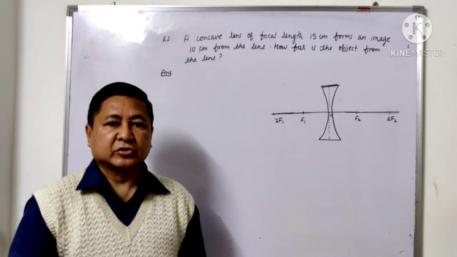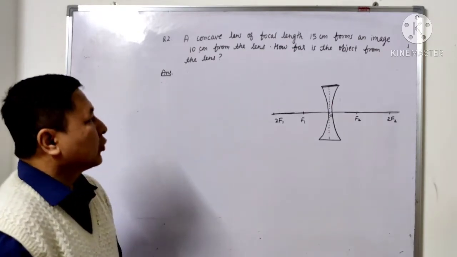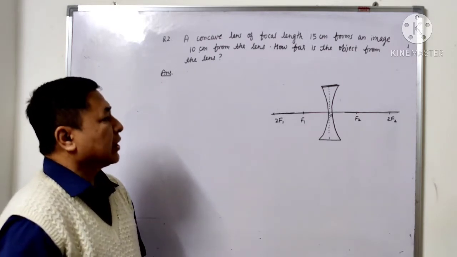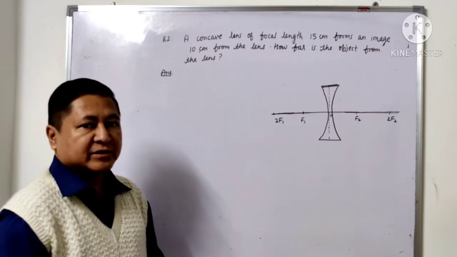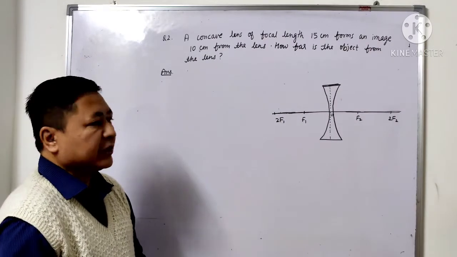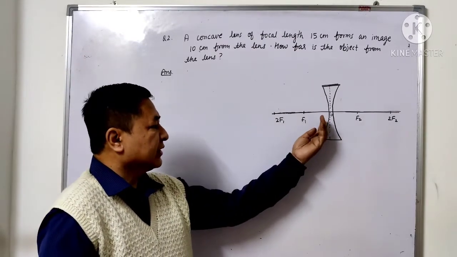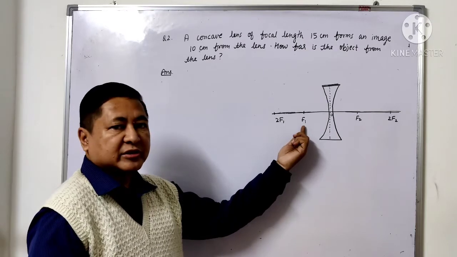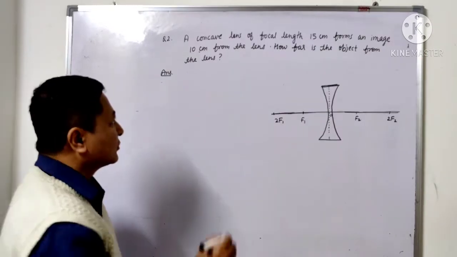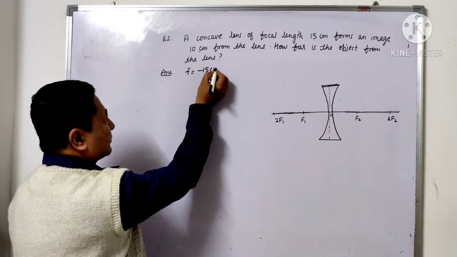Now let us solve another numerical on the concave lens. A concave lens of focal length 15 cm forms an image 10 cm from the lens. How far is the object from the lens? In this question it is given that the focal length of the concave lens is 15 cm. As we know, the principal focus of the concave lens is on the left hand side, so the focal length will be negative. So that means f is equal to minus 15 cm.